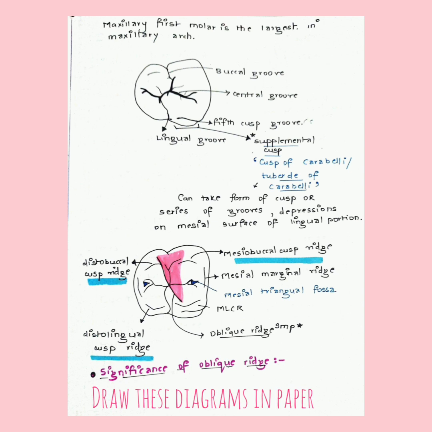various supplemental grooves like the lingual groove that extends between the lingual cusps, and the buccal groove, extending on the buccal aspect between the two buccal cusps. There's also this additional fifth cusp groove present along the supplemental cusp that we call the tubercle of Carabelli or cusp of Carabelli. There are ridges and elevations also present, like on the mesiobuccal cusp, there is the mesiobuccal cusp ridge.